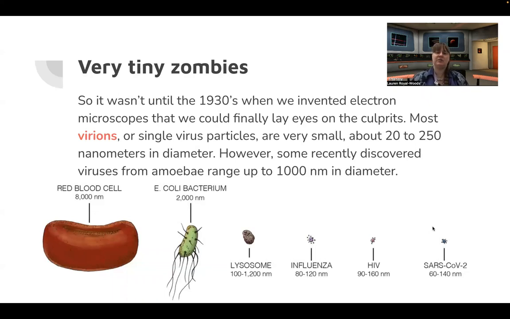Most virions, or virus particles, are very, very small, about 20 to 250 nanometers in diameter. And some of them, recently discovered from amoeba, range up to 1000. So there are some big viruses.